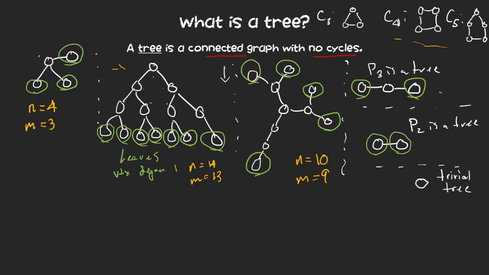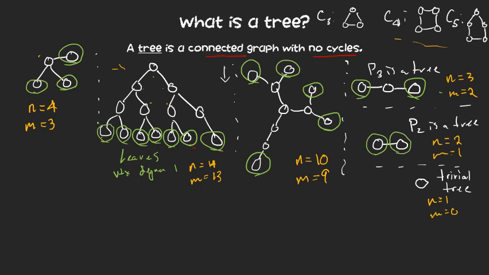Are you seeing anything with this? So here N is 3, and M, it has 2 edges. Here, number of vertices is 2, and it has 1 edge. Even with the trivial tree, N equals 1 and M equals 0. So even the trivial tree is following this pattern that the number of edges is 1 less than the number of vertices. So this is another property that we'd like to prove. Why is this the case?